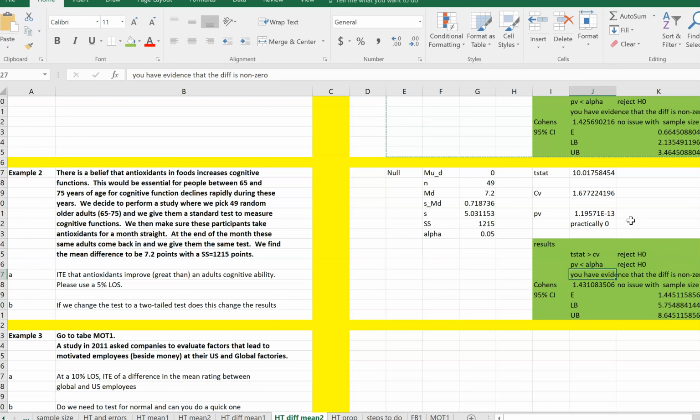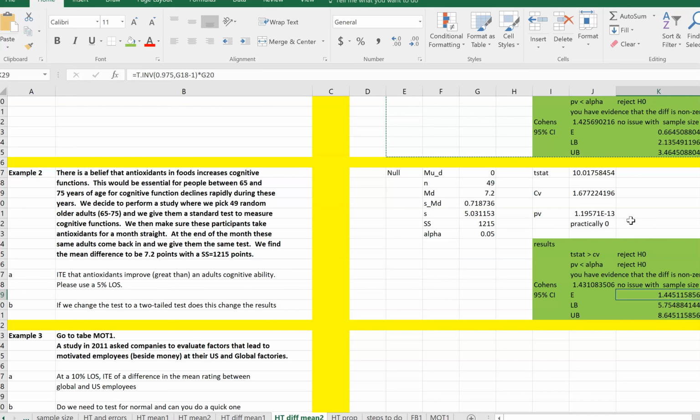So how big of a difference is it? Well, first, let's check out sample size. Is it an issue? No. By the way, the Cohen's d formula doesn't change. The Cohen's d formula does not care about left bound or right bound, more than or less than. It just does a formula. And so 1.43, I love it because it's above 0.8, so no issue with sample size.